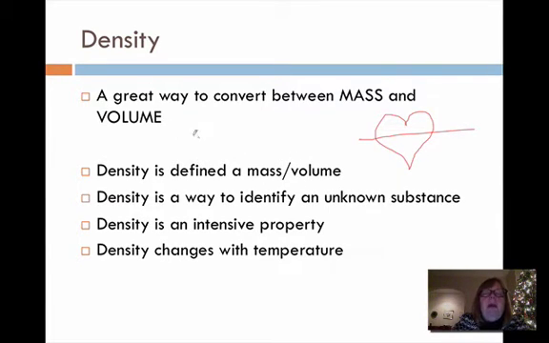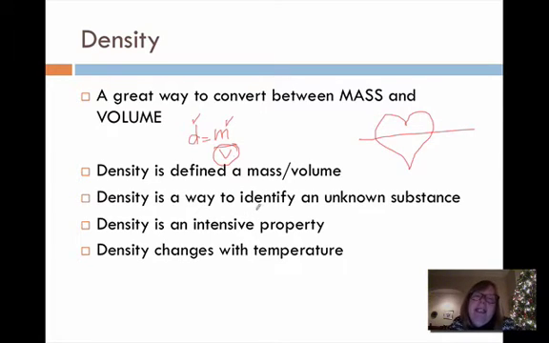Well, on your reference packet, they also give you this formula. Density is mass over volume. So here's the deal. You have two variables. If you know the density and you know the mass, you can solve for the volume. Or if you know the volume and the density, you can solve for the mass. And if you know the mass and a volume of something, you can solve for a density.